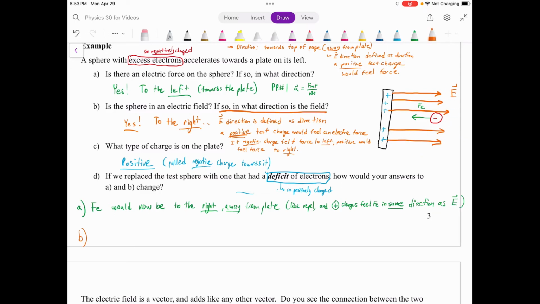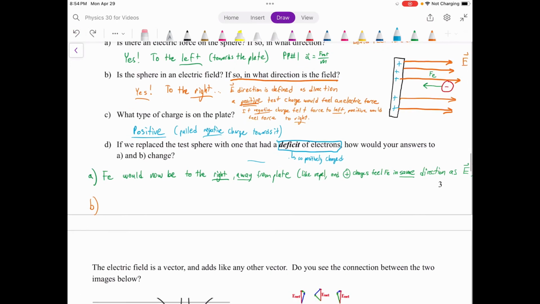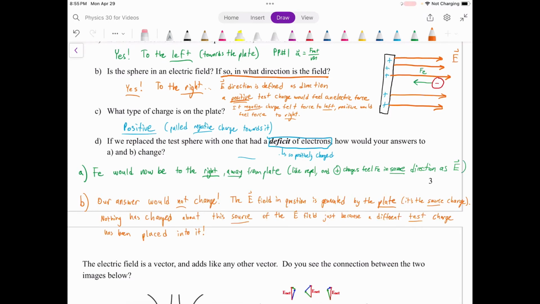It's just that if I were to put a positive into it, well, now it would feel a force in the same direction, right? That's how electric field is defined in the first place. In which way would a positive test charge feel a force if placed into this field? So for B, our answer would not change. Again, nothing has changed about the source of the electric field we're talking about just because we put something else into the electric field.